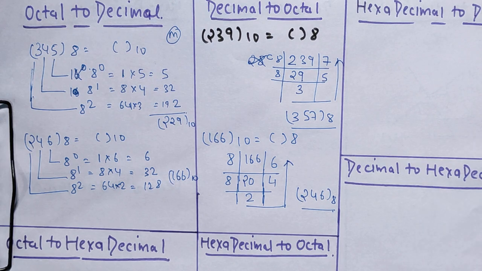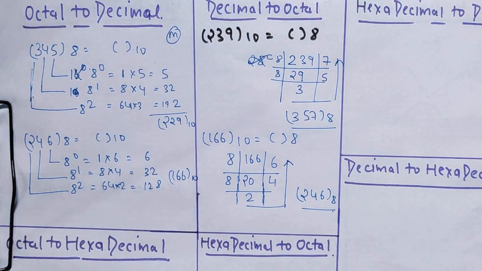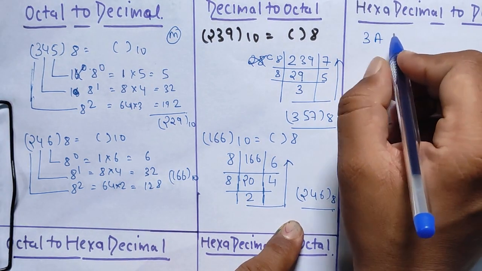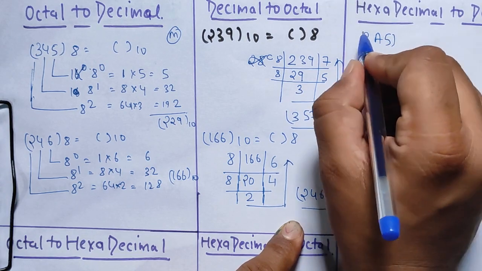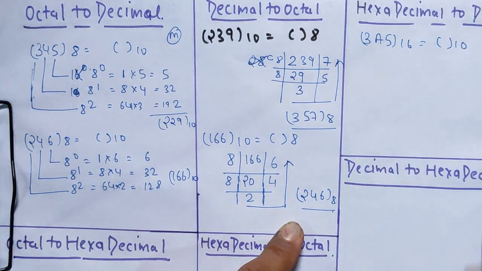Now our next conversion is hexadecimal into decimal. Again it is an incoming arrow, so here I will apply the multiply approach. First of all I will take one example. My example is 3A5. This is a hexadecimal number, and I will convert this into decimal.